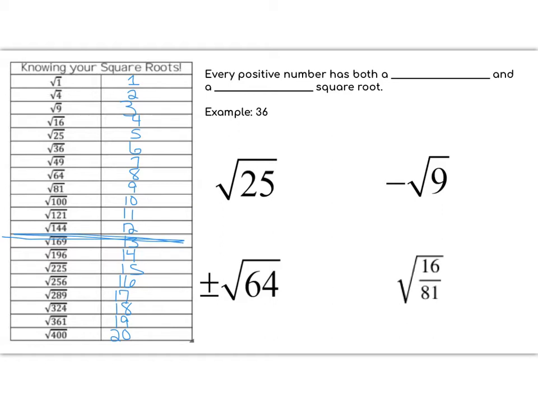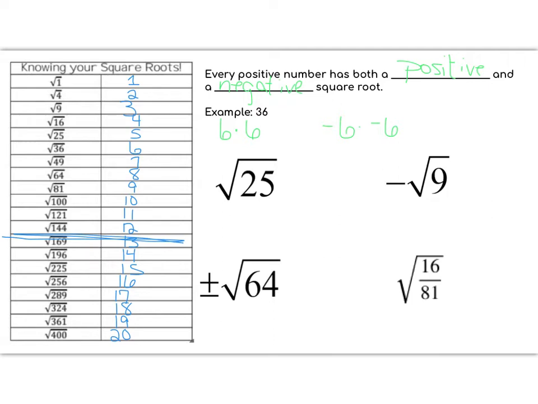Okay, now what's important about squares and roots, or one of the things that is important, is that every positive number has both a positive and a negative square root. Okay, and here's what I mean by that. Think about 36. What times itself equals 36? Well, 6 times 6 is 36, and negative 6 times negative 6 is 36. Okay, so 36 has 6 as its positive square root and negative 6 as its negative square root.